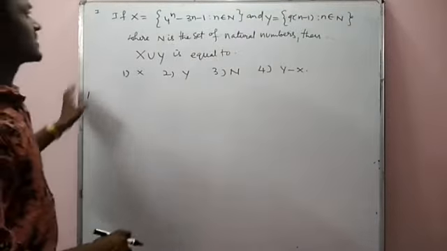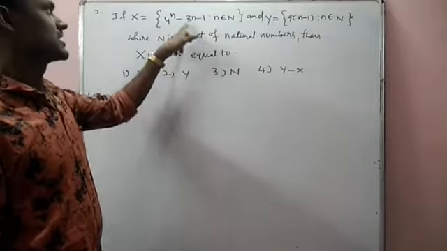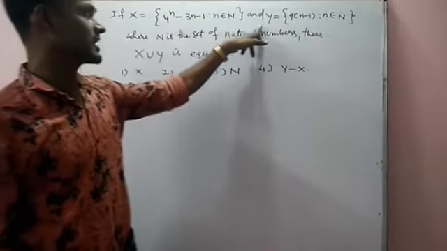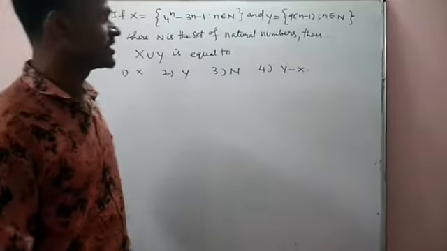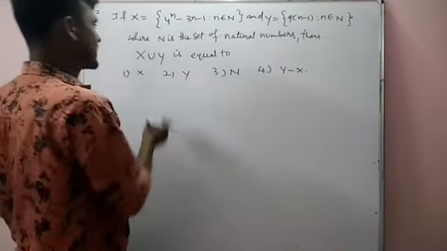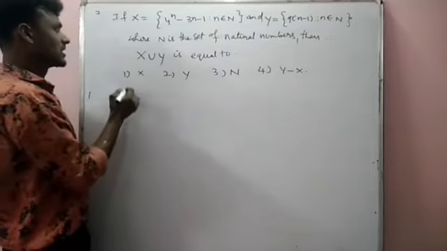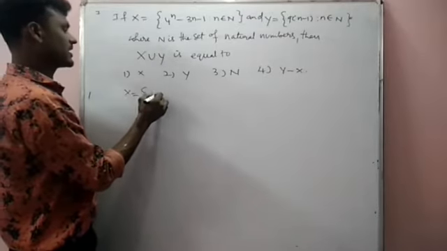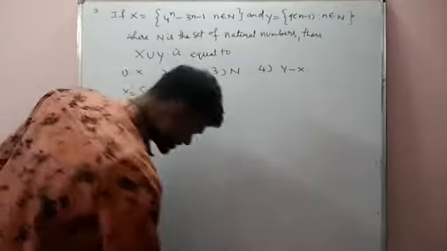Okay, my next question is: X is equal to the set of 4^n minus 3n minus 1 such that n belongs to the natural numbers, and Y is equal to the set of 9(n minus 1) such that n is a natural number, where N is the set of natural numbers. Then X union Y is equal to? Now I will take X, which is 4^n.